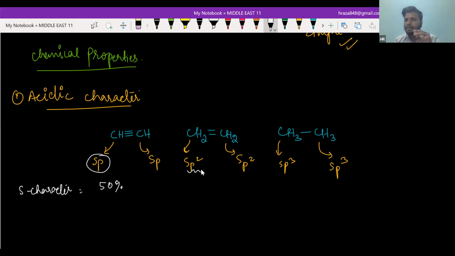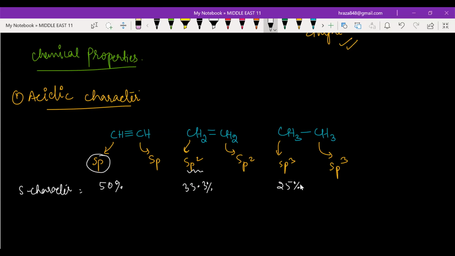Now since here three orbitals are involved, two of P and one of S, we are going to calculate the percentage. We can divide 100 by 3, that will be 33.3%. Just take it as business partners. If two business partners are equally in share, that means 50% each. If three business partners are equally in share, that means 33.3%. If four business partners are equally in share, that means 25%, right?